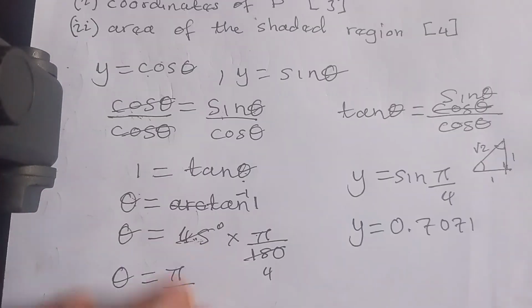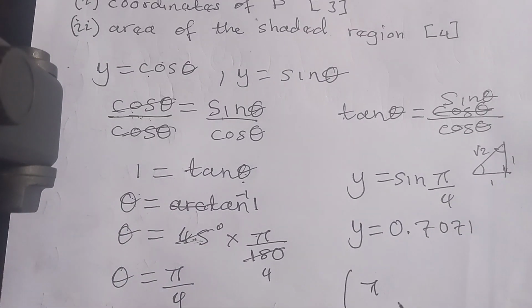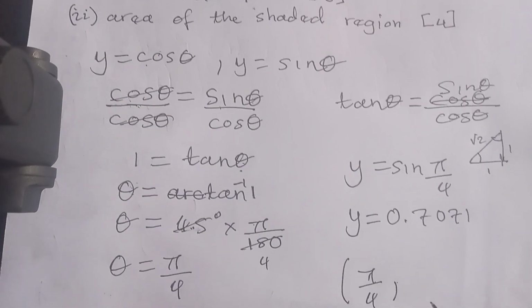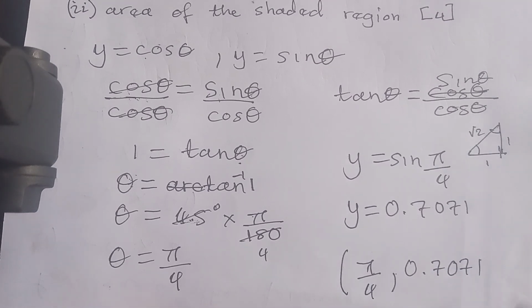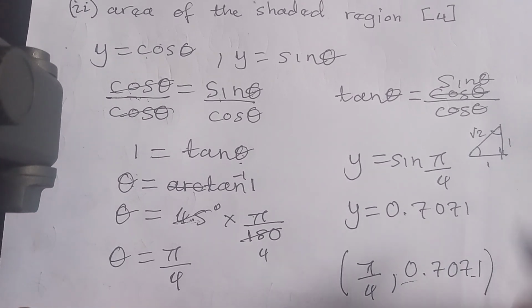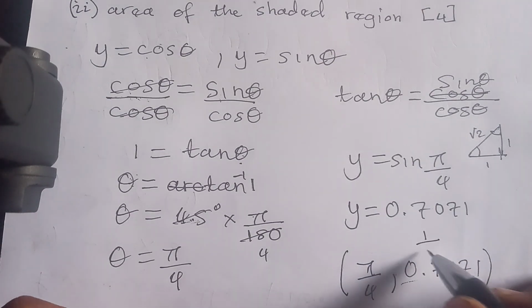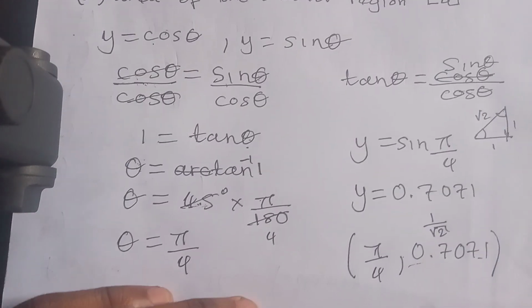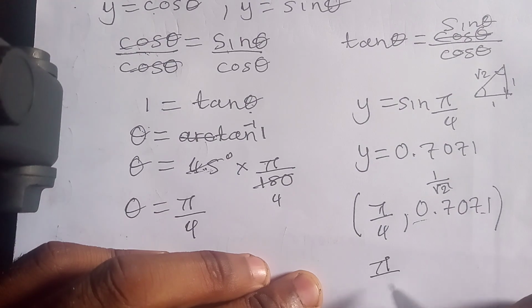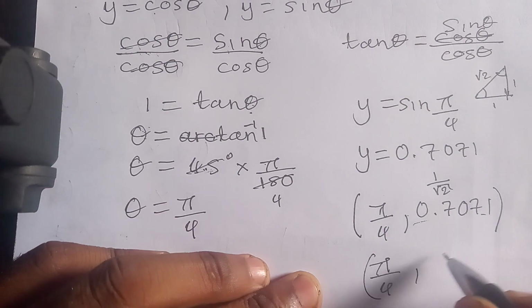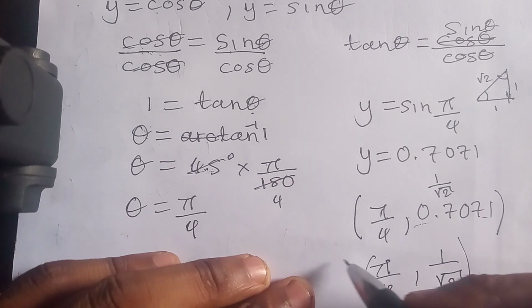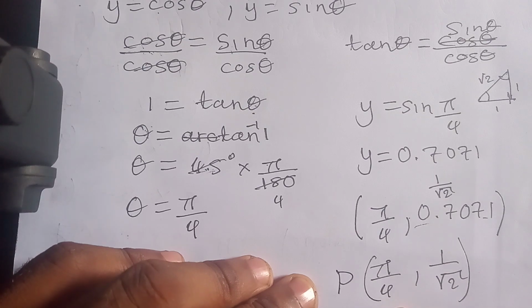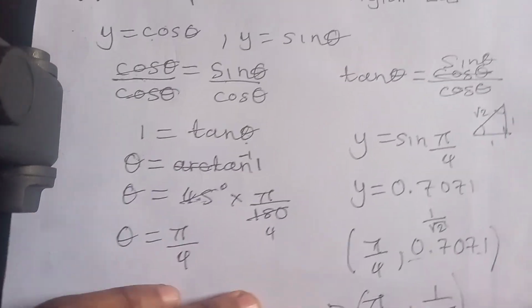So the coordinates of that point P will be pi over 4 comma 0.7071. This number is actually like 1 over the square root of 2. So you can even have your answer as pi over 4 comma 1 over root 2 if you want to write the exact coordinates of this point P, using the triangle method.